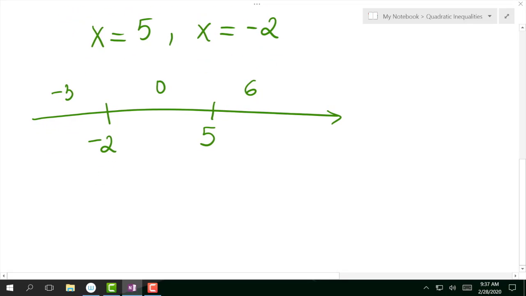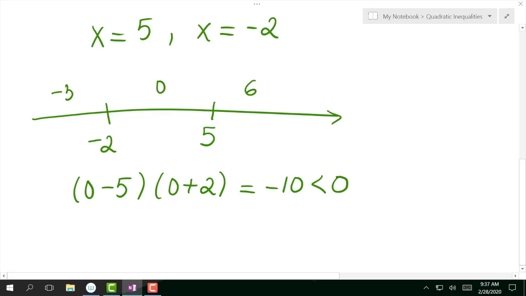Then I'm going to plug these test numbers into the left-hand side of my original inequality. Whatever sign I get after plugging in will be the sign of the whole interval. So if I plug 0 in, I will get (0 minus 5)(0 plus 2), which is negative 10, less than 0. So the whole interval negative 2 to 5 satisfies the inequality.